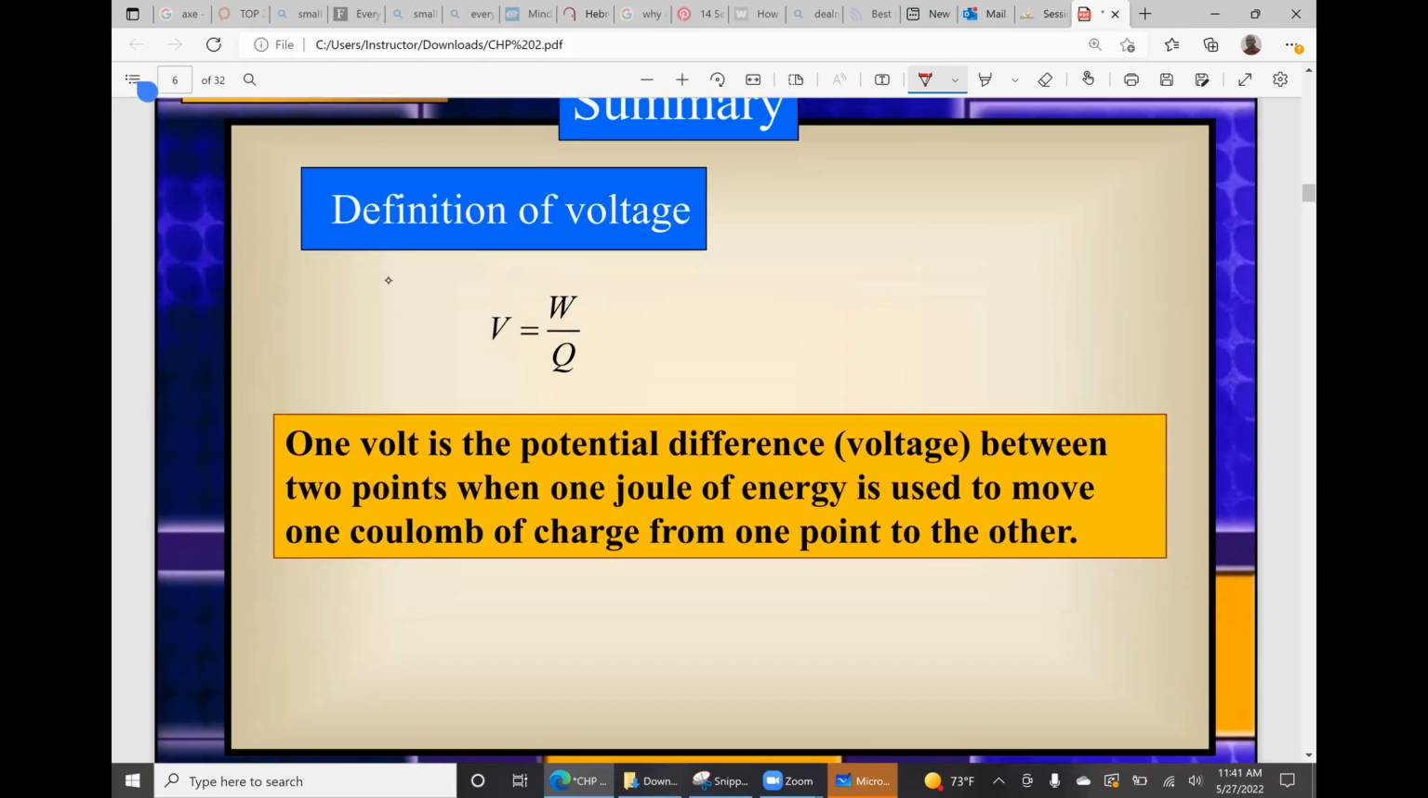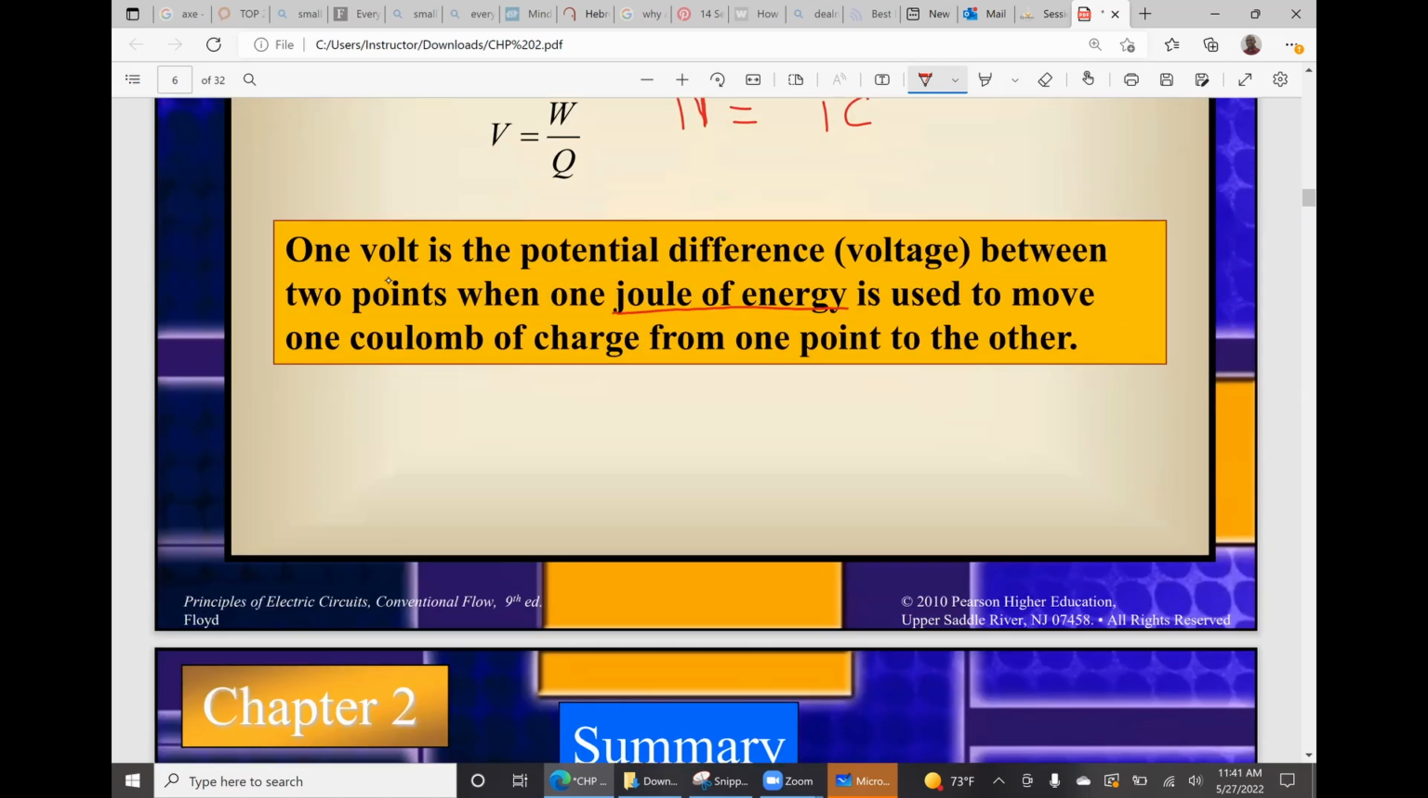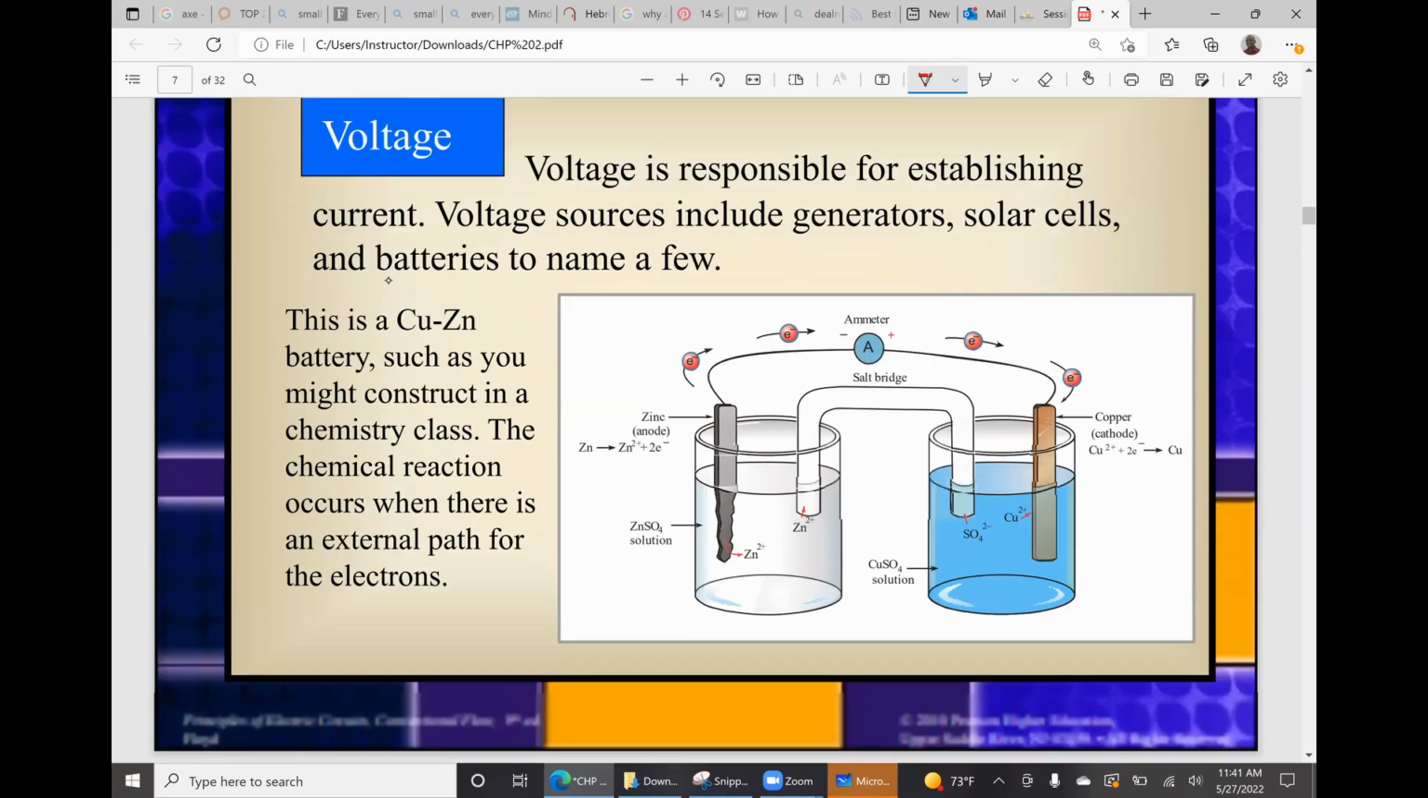So 1 volt is the potential difference between 2 points when 1 joule of energy is used to move 1 coulomb of charge from one point to the other. In other words, 1 volt is available when we can use 1 joule; 1 joule is available for 1 coulomb of charge. Let's continue. And again, this definition will come up again.